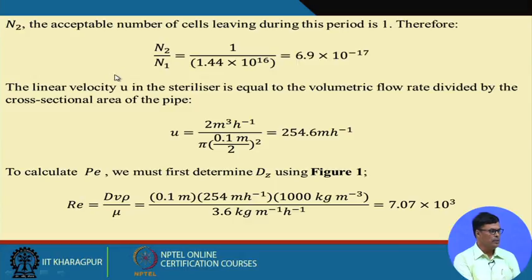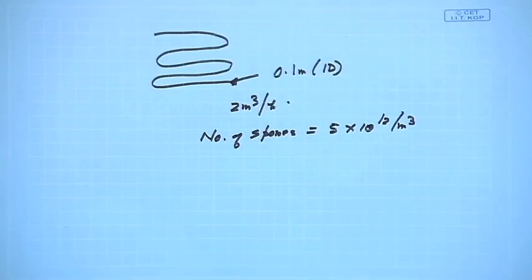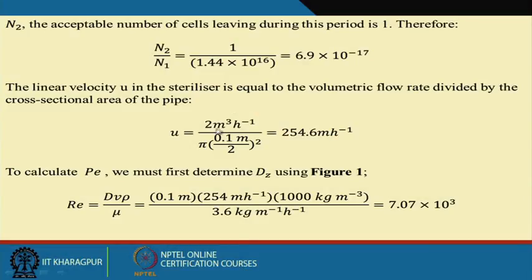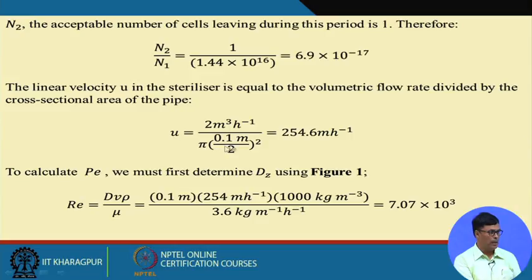Now, he is saying that one organism out of the 60 days of operation is acceptable. That means I can write N2 by N1 as 1 divided by this, and this is equal to 6.9 × 10^-17. Now, from the flow rate, because we know the inner diameter of the pipeline is 0.1 meter, what is the cross section? It is pi r squared, the cross sectional area.